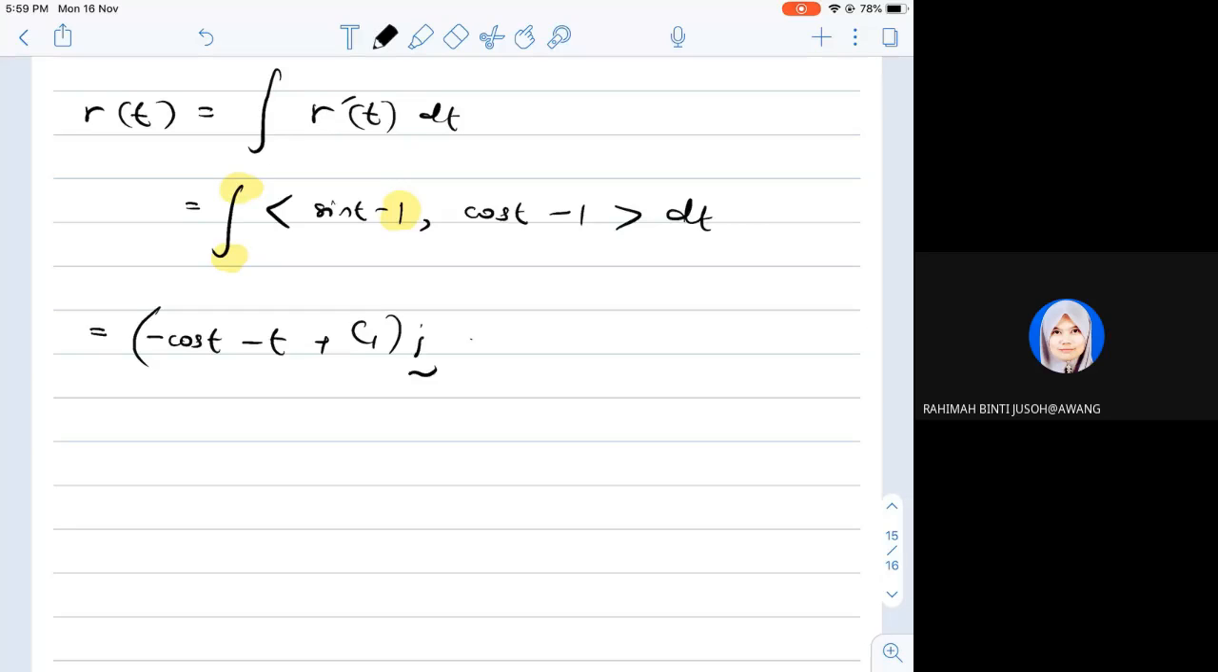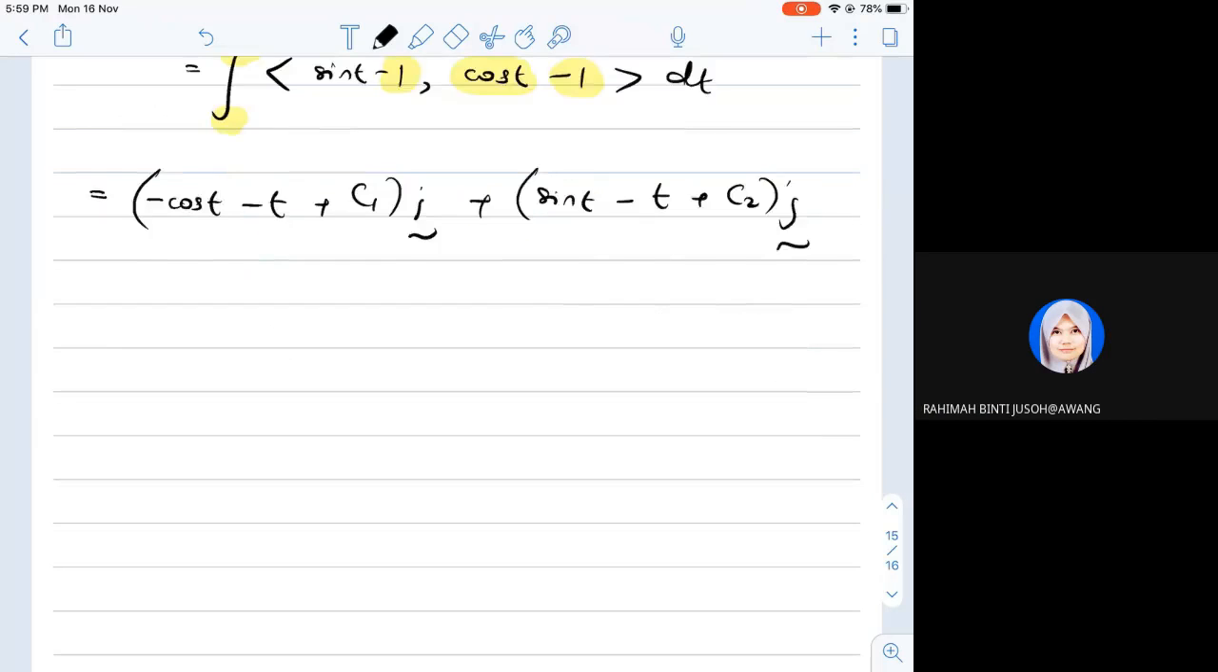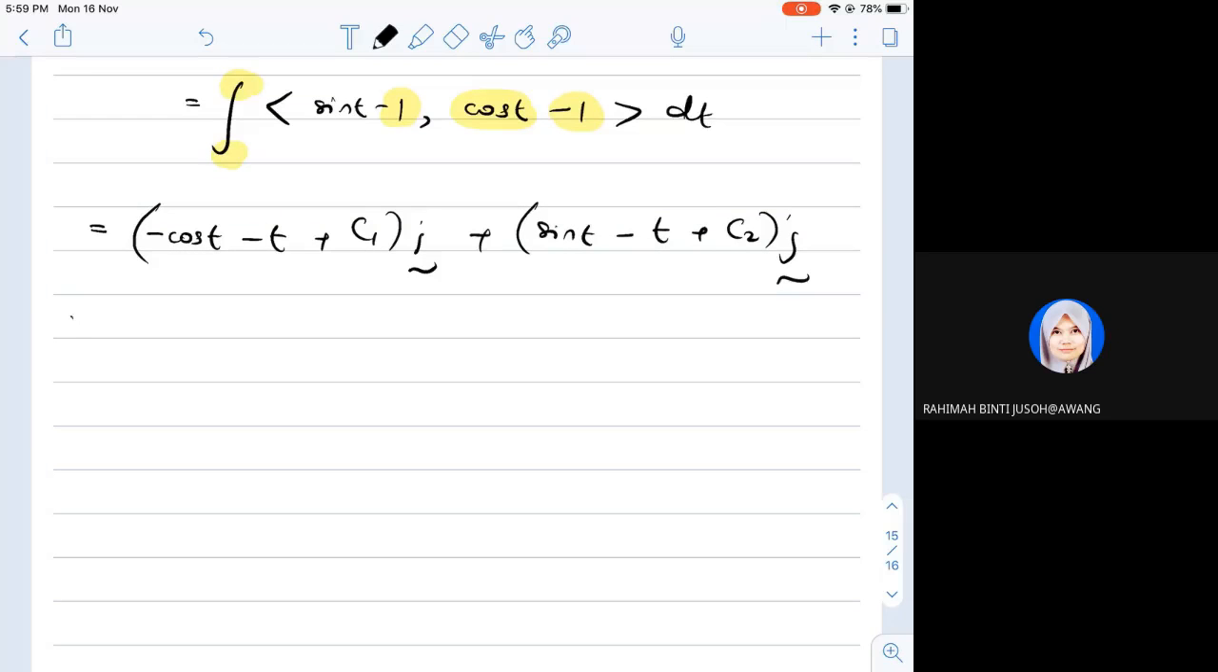Okay, and then plus integrate cos dapat apa? Sin T. And then how about this? Negative T. Yes, minus T plus C2J. Okay, so we will repeat the same step. Alright, so dapatlah RT. Ni RT kita lah. RT kita yang atas ni. So let's say saya salin balik. Negative cos T minus T plus C1I plus sin T minus T plus C2J.